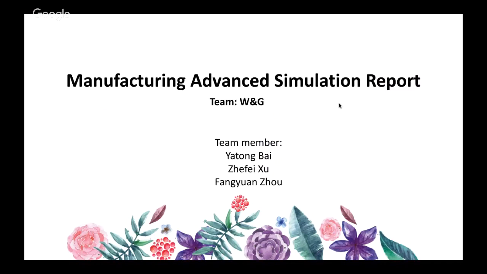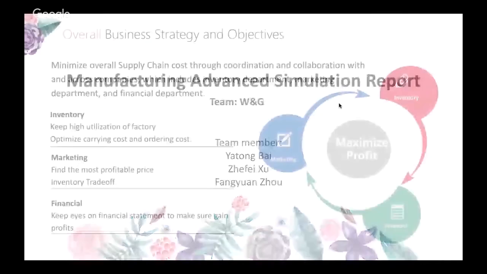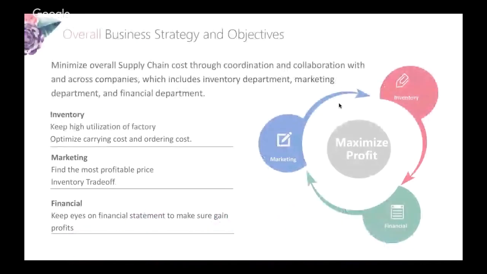So today our topic is to talk about our manufacturing advanced simulation. For our overall business strategy and objectives, we are trying to minimize overall supply chain costs through coordination and collaboration with and across companies, which include the inventory department, marketing department, and the financial department.